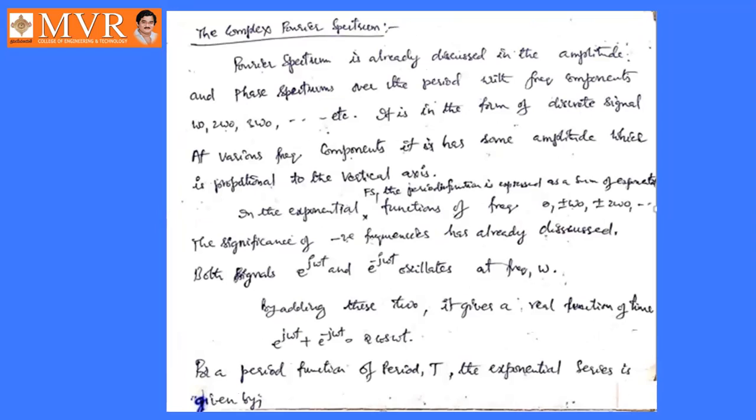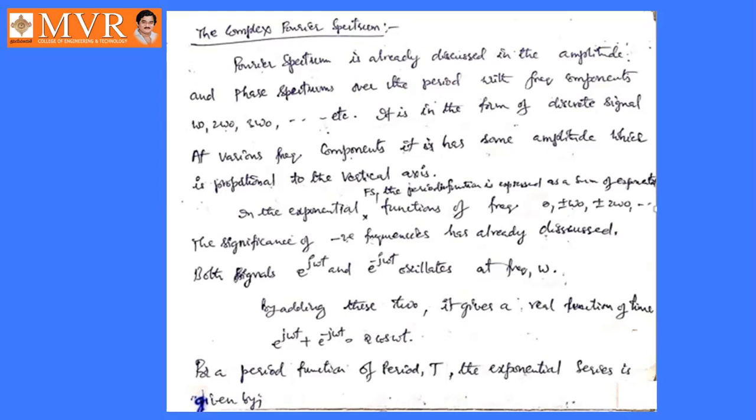It is a combination of amplitude spectrum and phase spectrum over the period with the frequency components omega naught, 2 omega naught, 3 omega naught, up to n omega naught, etc. We have to draw the frequency spectrum, amplitude spectrum, as well as phase spectrum with the frequency components omega naught, 2 omega naught, 3 omega naught, 4 omega naught, up to n omega naught. It is in the form of a discrete signal, right? At various frequency components, it has some amplitude which is proportional to the vertical axis.